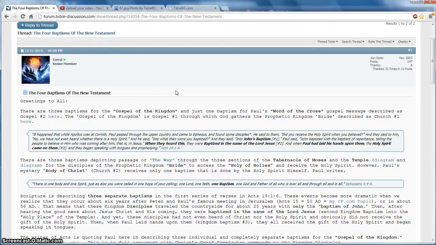And when Paul had laid hands upon them, the Holy Spirit came upon them. That's baptism number three. And they began speaking with tongues and prophesying. That's what kingdom disciples do. They speak in tongues and prophecy. They did back in Paul's day. Now, there are three baptisms depicting a passage or the way through these three sections of the tabernacle of Moses in the temple. And there are diagrams here that you can look at for the disciples of the prophetic kingdom bride to access the Holy of Holies and receive the Holy Spirit.